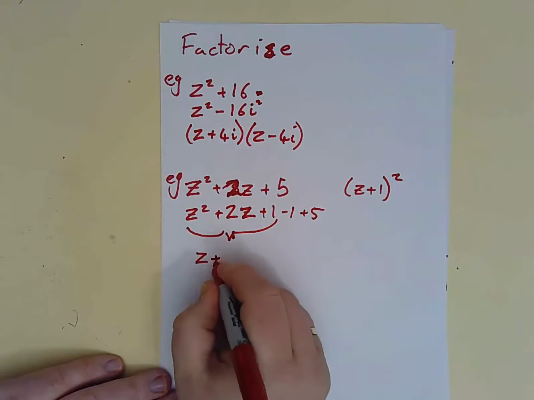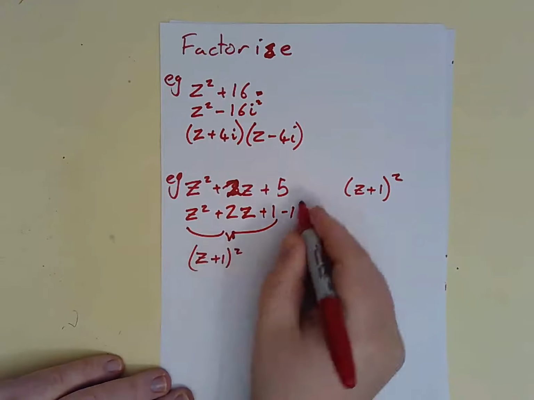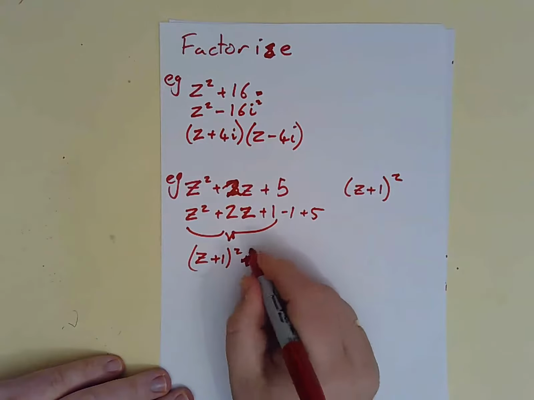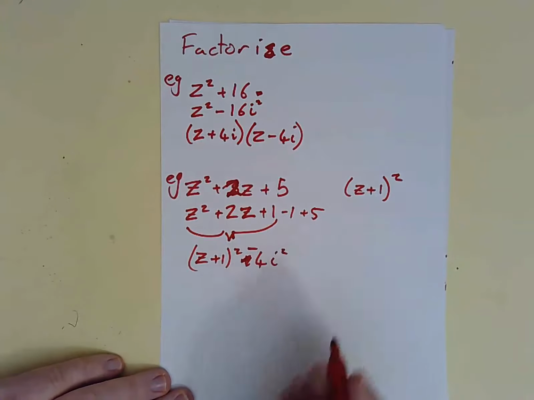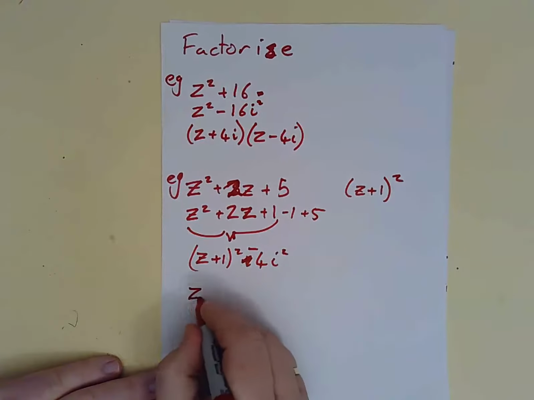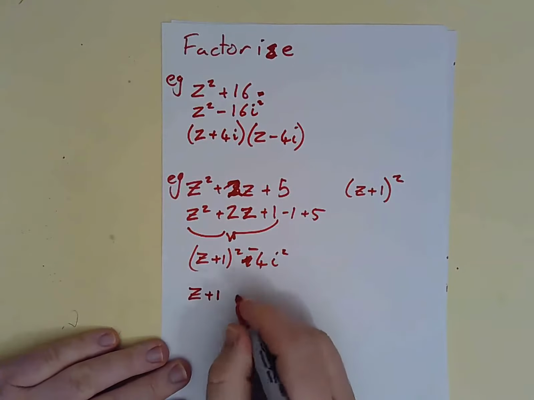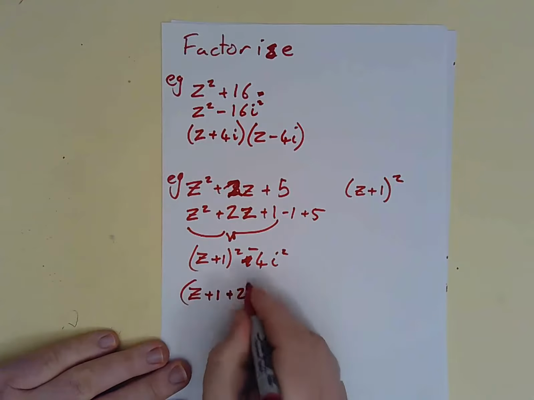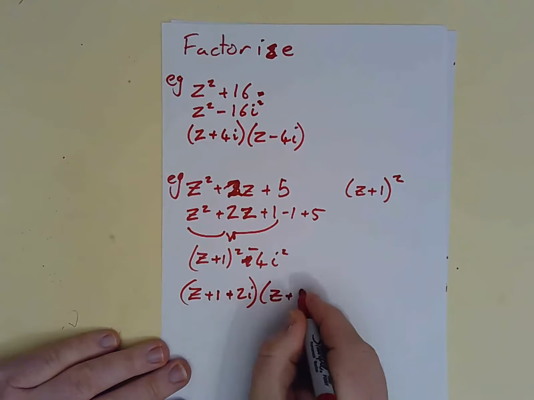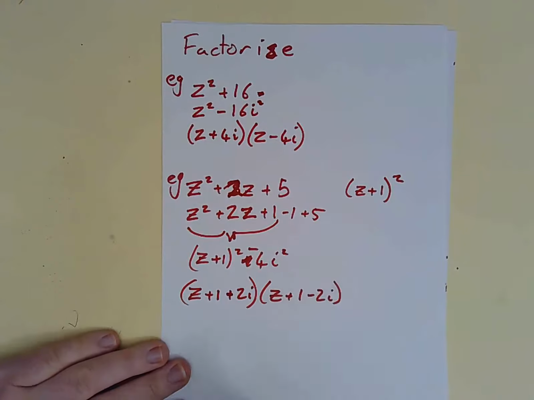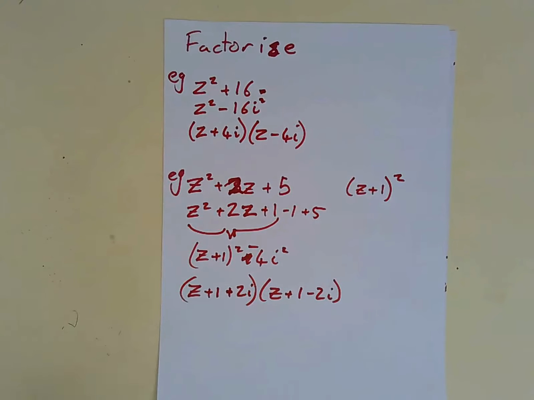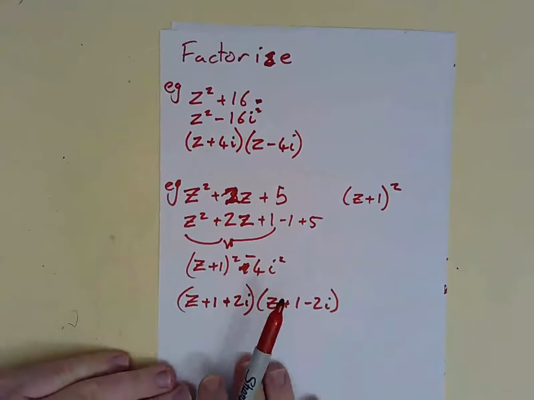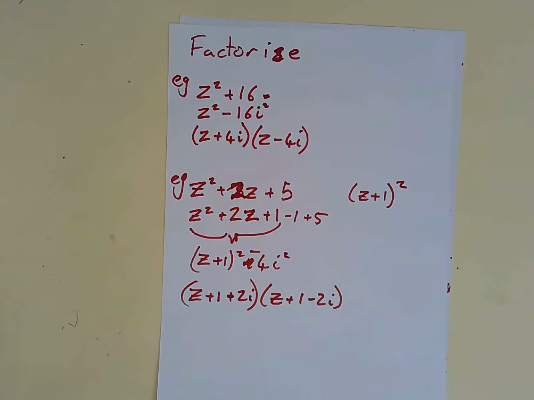So all of this bit becomes z plus 1 squared, and I get plus 4. And I'm going to just really quickly go, I'll actually make that a minus 4i squared. Do my difference between 2 squares. z plus 1 plus 2i, z plus 1 minus 2i. Notice that these are the conjugates, and they're always going to be that way. All right, that's that.